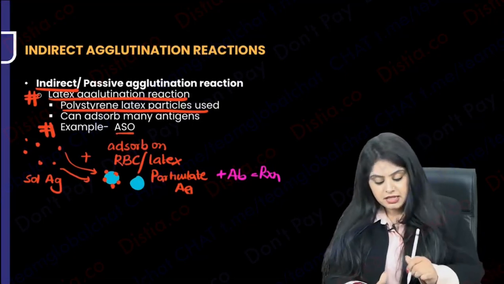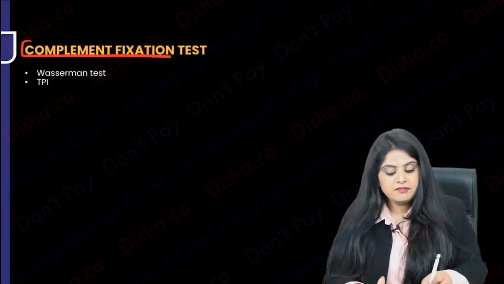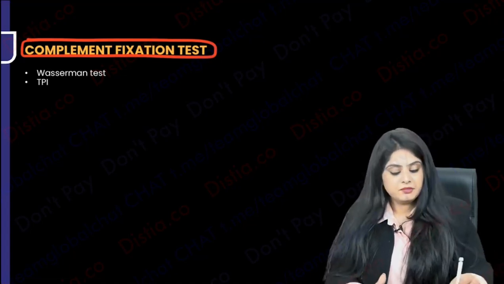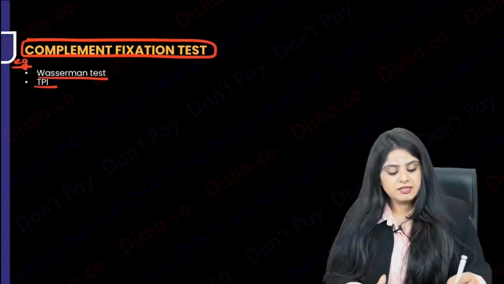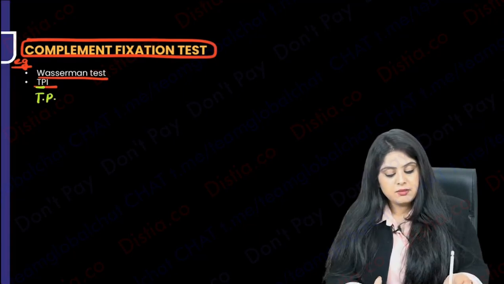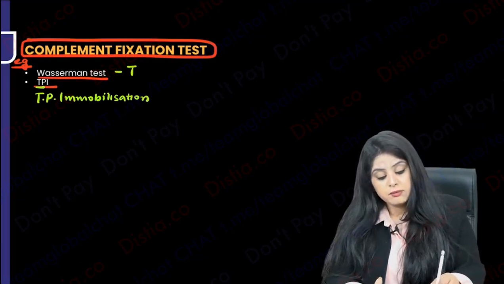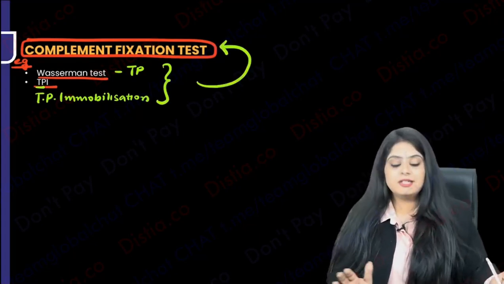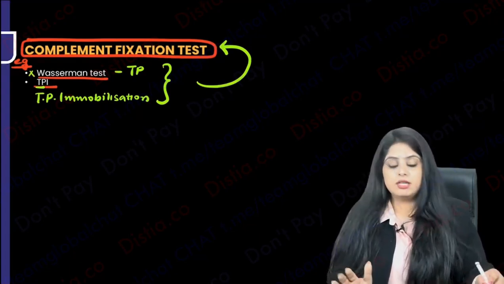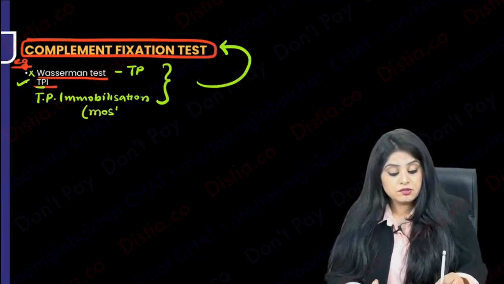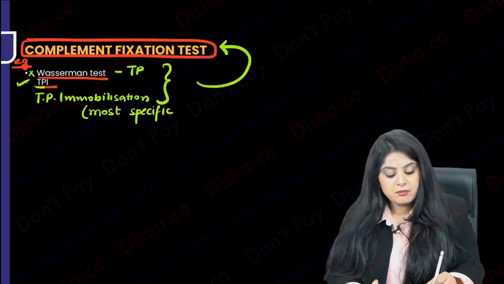That is a must. Now going forward, talking about the complement fixation test. For the complement fixation test, you just need to know one principle and two examples. First remember the examples: the Wassermann test and the Treponema pallidum immobilization test. The Wassermann test is also for Treponema pallidum, by the way. These two Treponema pallidum tests are complement fixation tests, but out of them the Wassermann test is no longer done. The Treponema pallidum immobilization test is done. It's in fact said to be one of the most specific tests that you have for Treponema pallidum.